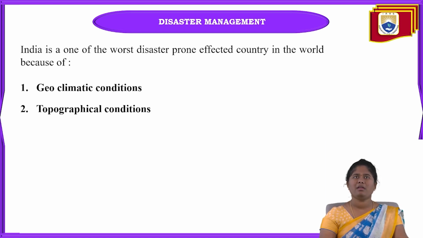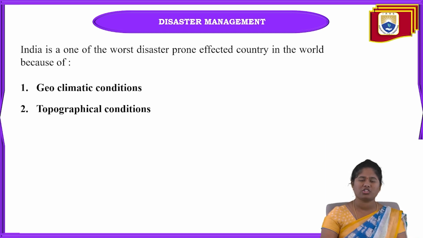Okay, here you can see India is one of the worst disaster-prone affected countries in the world. Because of what? Worst disaster-prone means that in our country disasters will be somewhat less when compared with the other countries. And because of what? Because of these two conditions. Here you can see geoclimatic conditions and topographical conditions. Because of these two conditions, our India is called the worst disaster-prone affected country. Okay, in detail we are going to learn these two conditions.